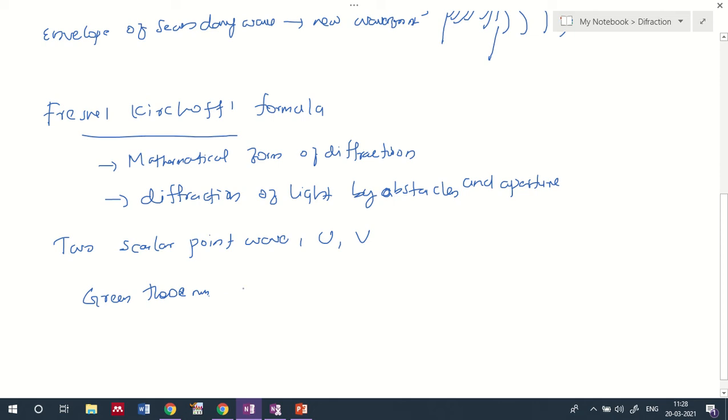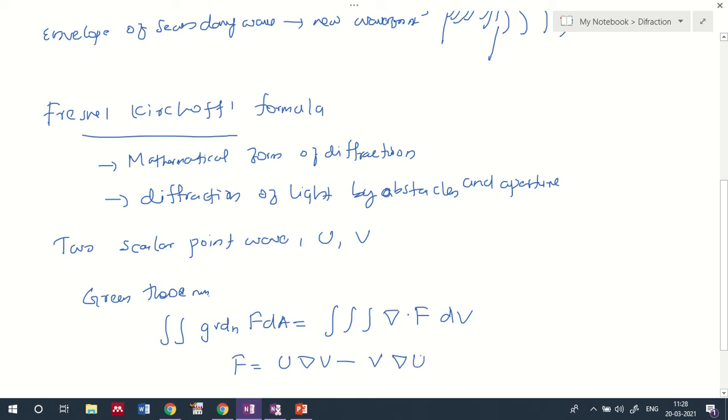So what does Green's theorem state? Green's theorem states that the double integral of grad n f dA is equal to the triple integral of del dot f dV, where f is equal to u del v minus v del u.